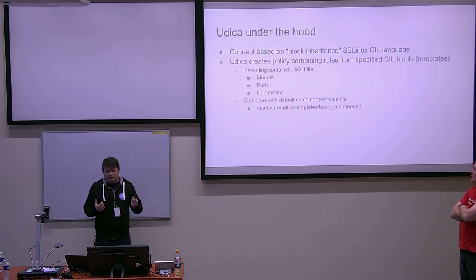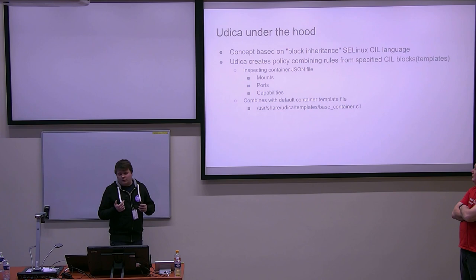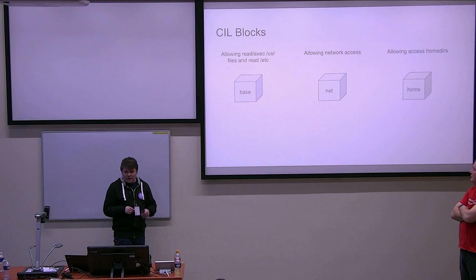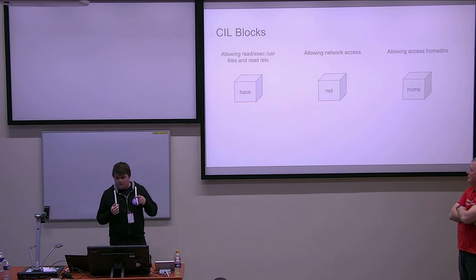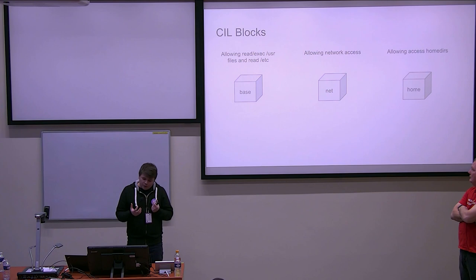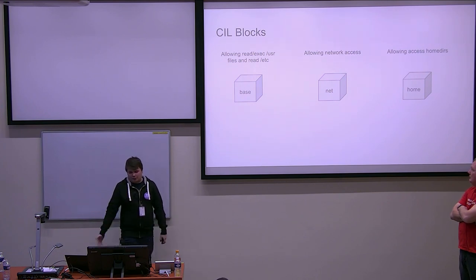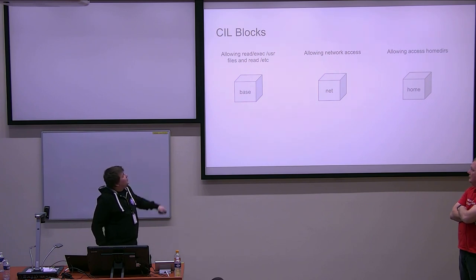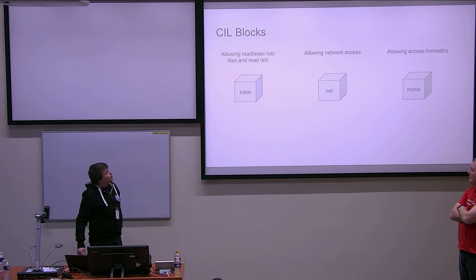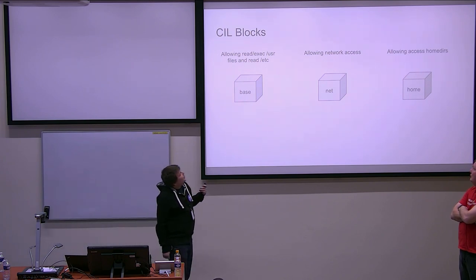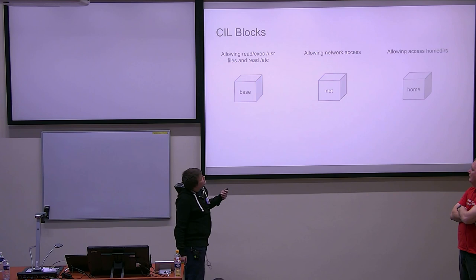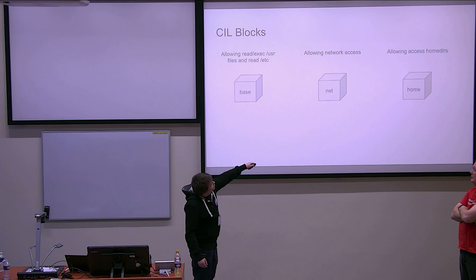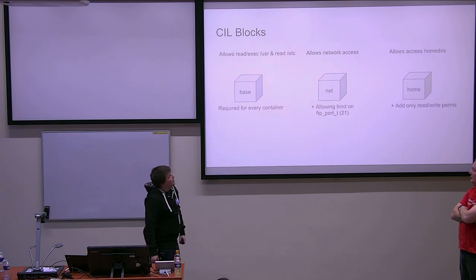So all these allow rules are combined with a default template. We call it base_container, and it's required for every policy generated by udica. So the first block is allowing read and exec of /usr and reading some configuration files. Then we need net_container for allowing network access. And last thing, we need a block which we can call home for accessing home directories.